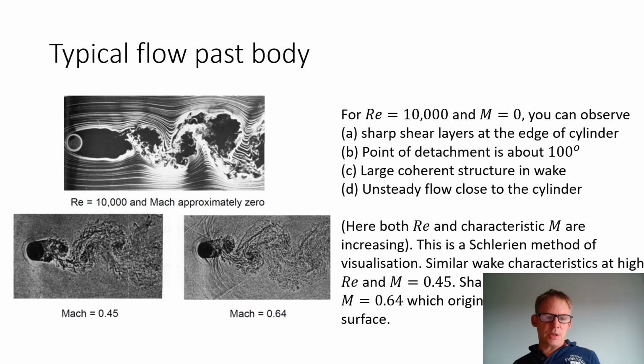So on the top left-hand side here, we see the flow in a liquid past a cylinder, Reynolds number of 10,000, so it's turbulent, inertially dominated. The Mach number is 0 to all intents and purposes. And you see the typical flow characteristics of separation here. We've got a recirculating region. We have continuous shedding of vorticity, giving rise to the characteristic von Karman vortex street.